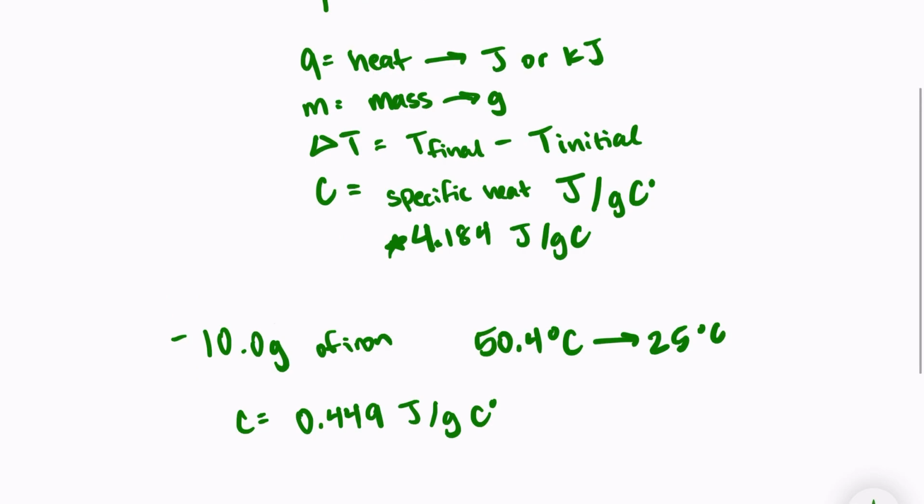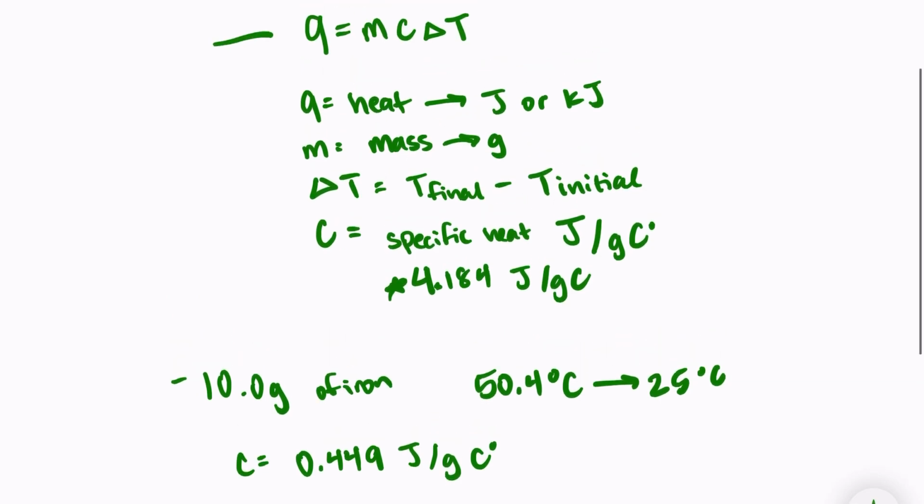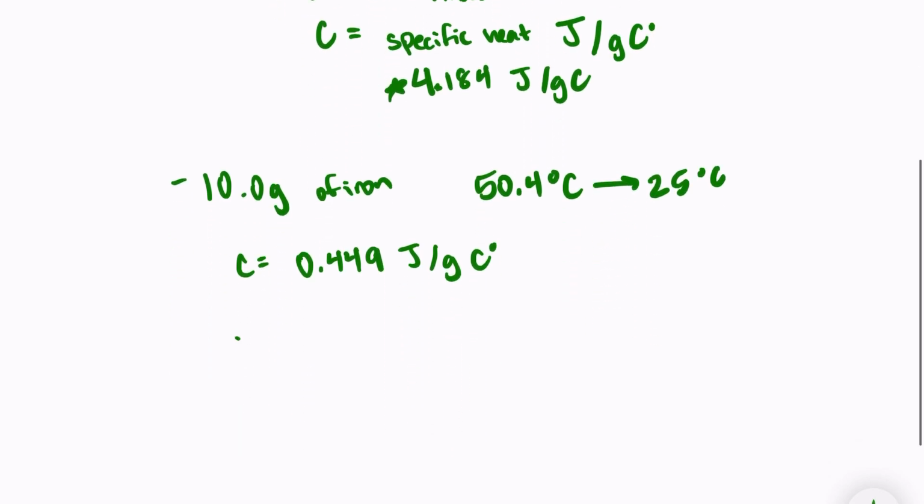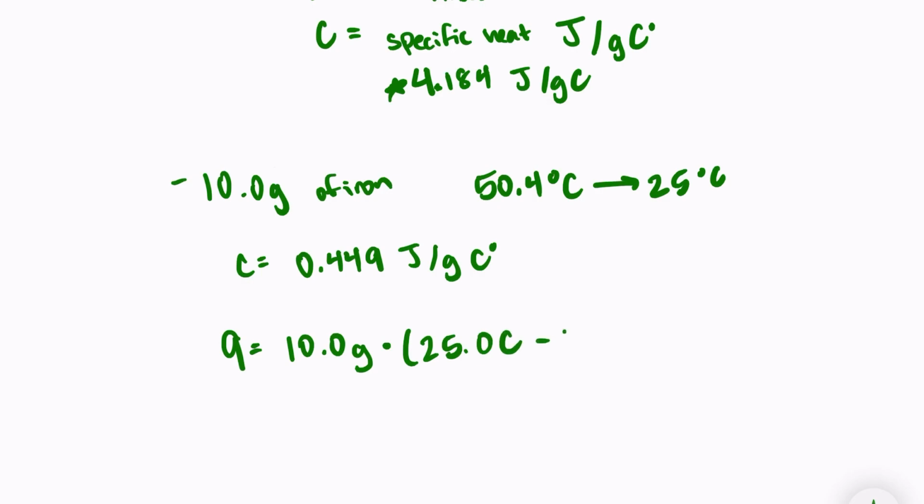So all we have to do is plug all of this information into this equation. And this is an example of what my chemistry teacher would say is a plug and chug equation. You have everything that you need, you plug it into the equation, and you're done. Super easy. So Q, the change in heat, is equal to 10.0 grams times T final minus T initial. So our final temperature was 25.0 degrees Celsius minus 50.4 degrees Celsius times the specific heat of iron, which is 0.449 joules per gram degree Celsius.